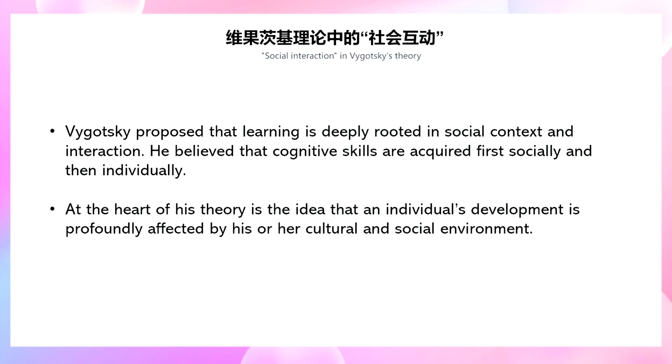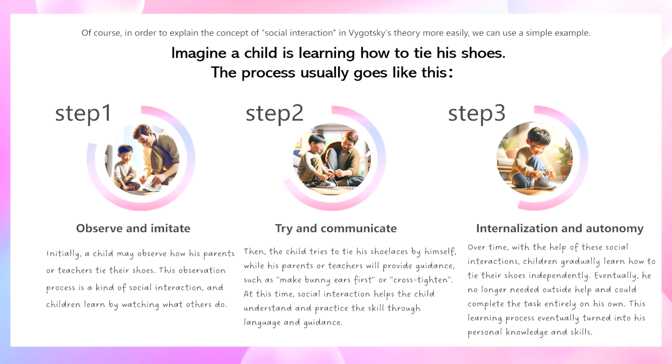Vygotsky proposed that learning is deeply rooted in social context and interaction. He believed that cognitive skills are acquired first socially and then individually. At the heart of his theory is the idea that an individual's development is profoundly affected by his or her cultural and social environment. Of course, in order to explain the concept of social interaction in Vygotsky's theory more easily, I can use a simple example. Imagine a child is learning how to tie his shoes.